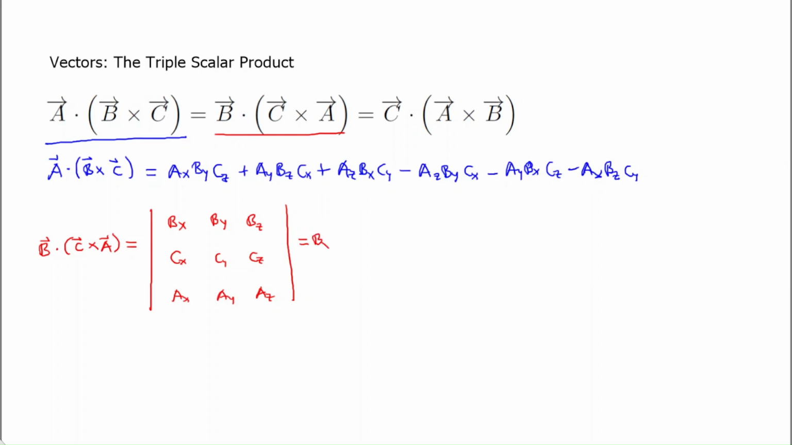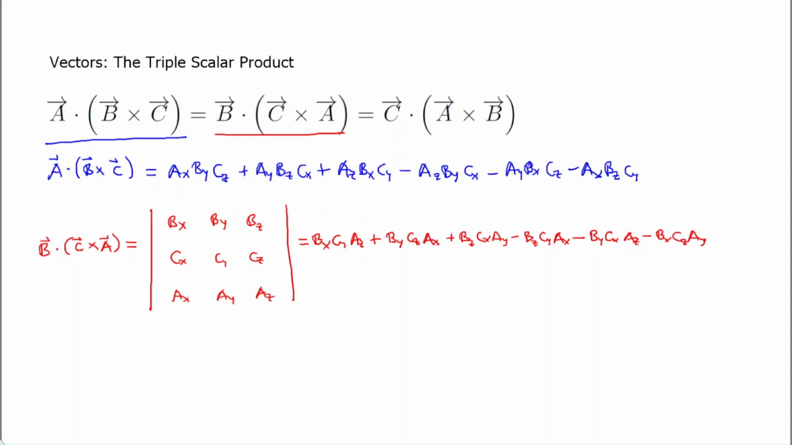So B sub x, C sub y, A sub z, plus B sub y, C sub z, A sub x, plus B sub z, C sub x, A sub y. Now the negative diagonals. B sub z, C sub y, A sub x, minus B sub y, C sub x, A sub z. And then finally, minus B sub x, C sub z, A sub y.